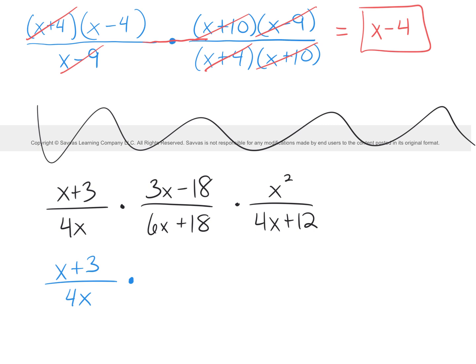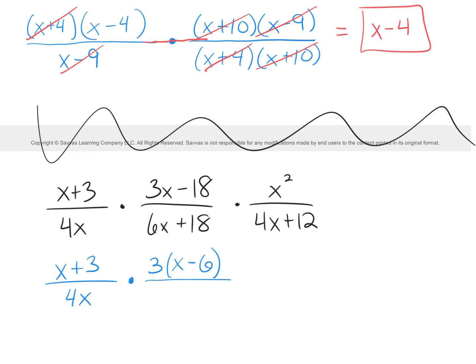Take out a 3. Yep. See what they have in common, take it out. If I take out a 3, what's left? X minus, yep, 18 divided by 3 is 6. Do you agree I'm done with that one?